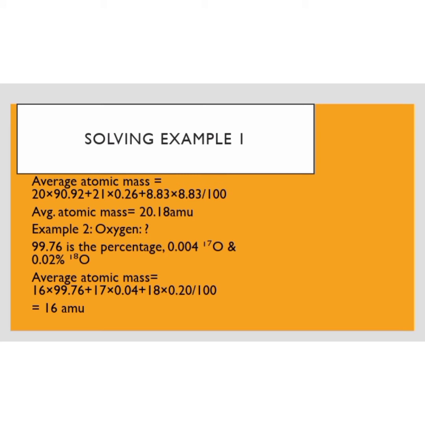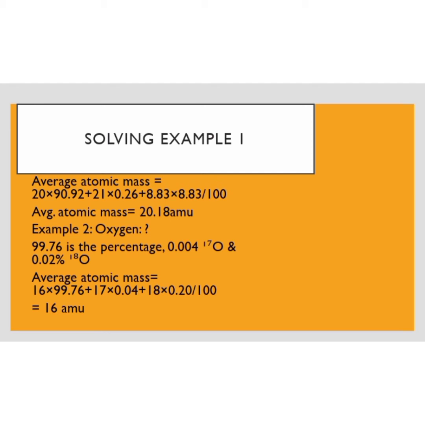So, average atomic mass is calculated by 20 into 90.92% plus 21 into 0.26% plus 22 into 8.83, divided by 100. So, average atomic mass is equal to 20.18 AMU.